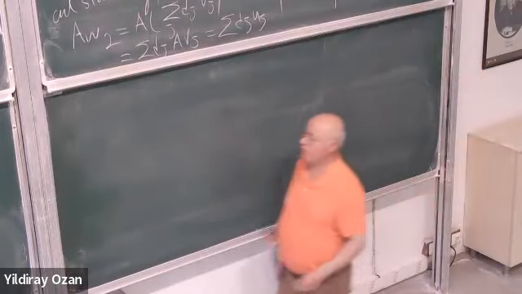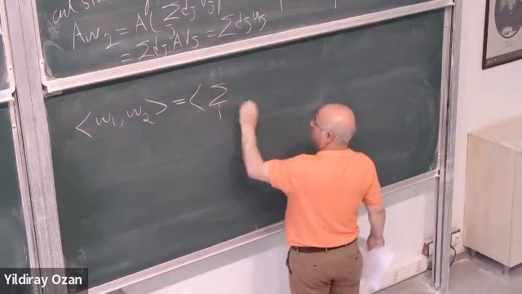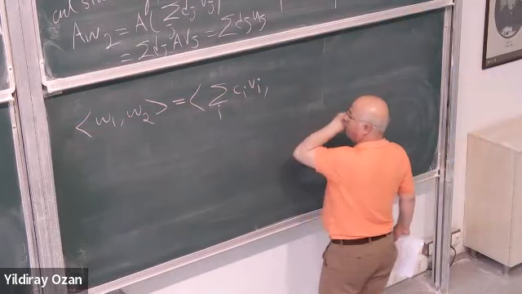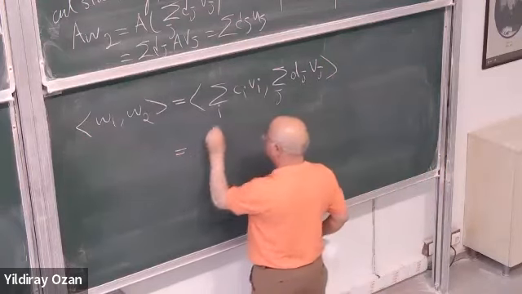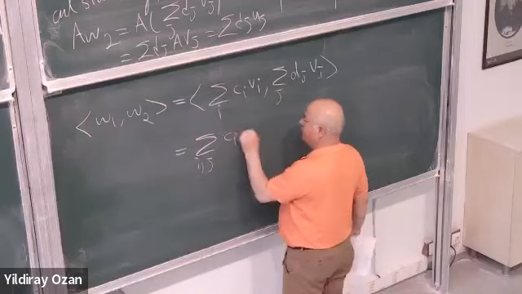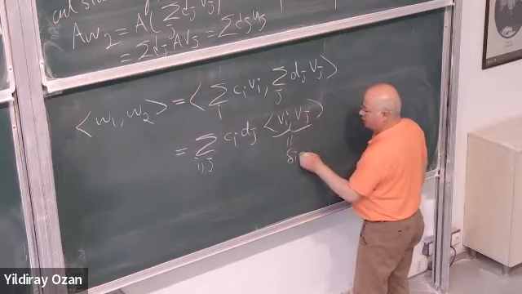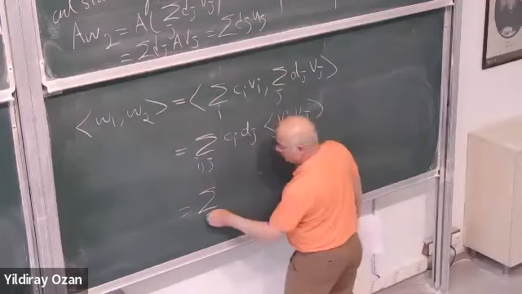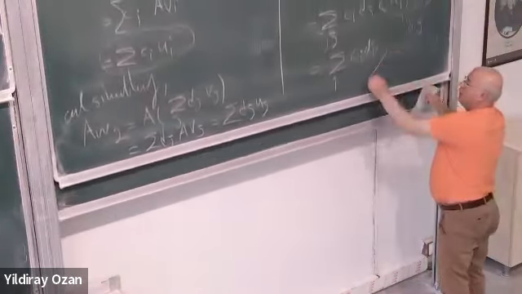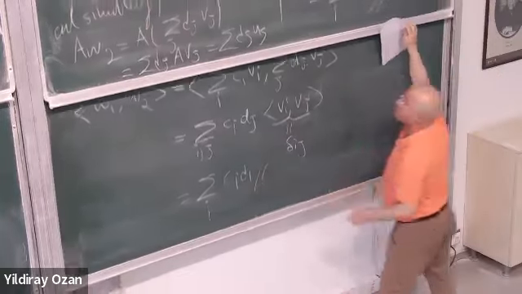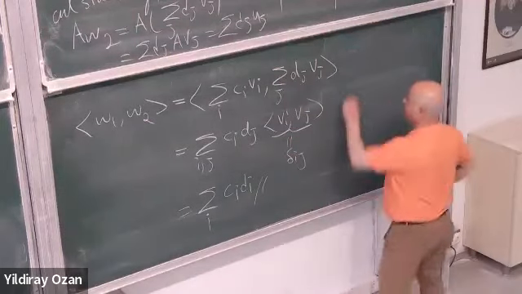What about the inner product of W1 and W2? Now this is just summation Ci Ui and this is summation Dj Uj. And again, we have summation over I,J, Ci Dj times the inner product of Ui and Uj. But this is also Kronecker delta IJ. And therefore, this is just summation over I, Ci Di. So we see that we get the same thing. So this inner product is equal to this number, and this inner product is equal to the same number.